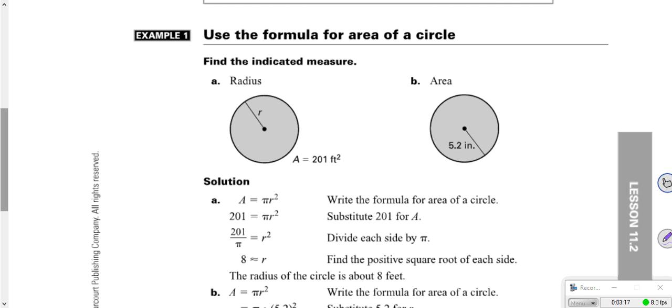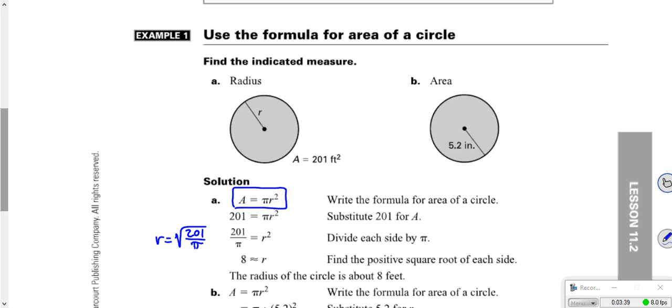But area is squared, so don't forget to label your answers. Again, remember we have our basic formula, area equals pi r squared, so then we're just substituting in the 201 for the area. Now, how do you think we get from r squared equals this to r is approximately 8? R would be the square root of 201 over pi.